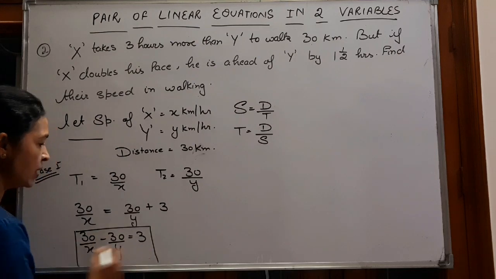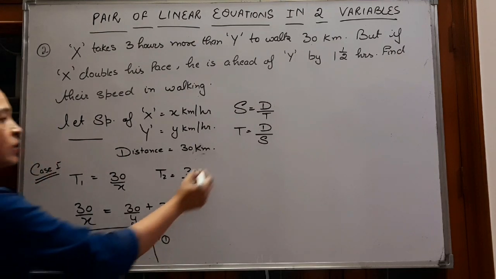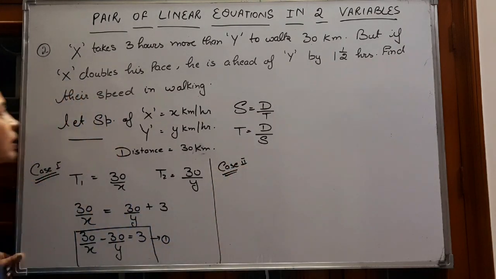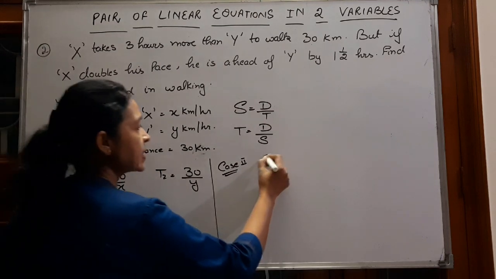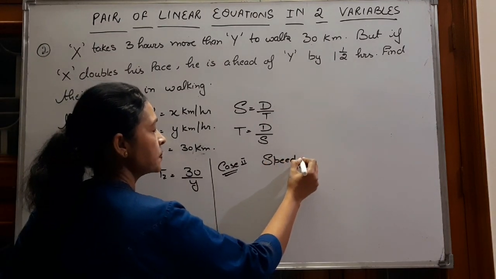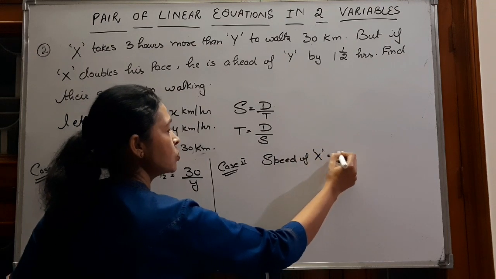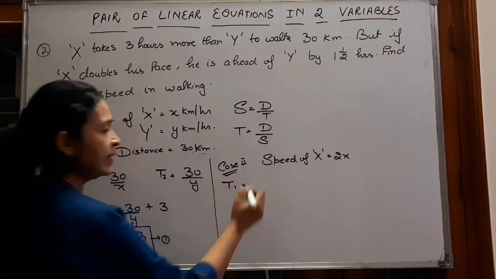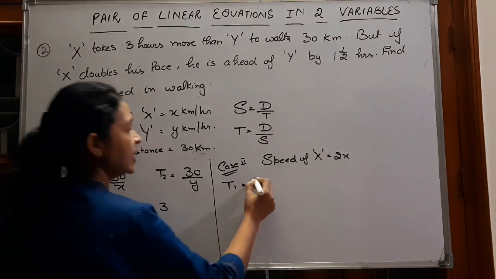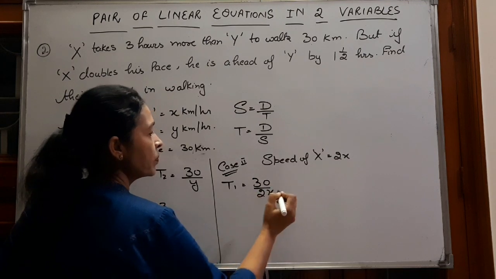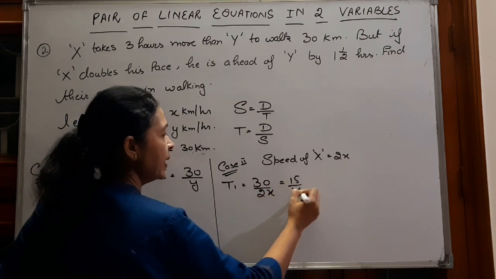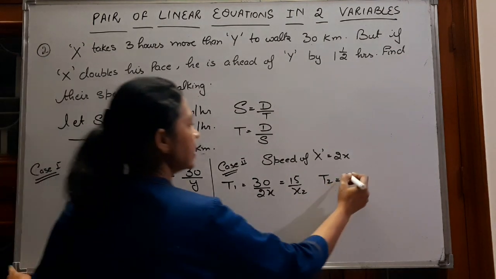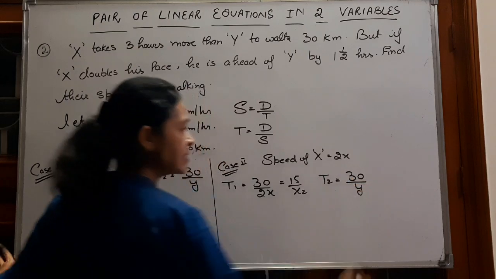Take this as equation 1. Case 2. In case 2, the pace of X is doubled. In this case, speed of X is doubled, that is 2x. The speed of Y is same. Now, the time taken by X to complete the walk is T1, 30 by 2x, that is 15 by X, and T2 is time taken by Y to complete his walk is 30 by Y. The speed of Y is same.